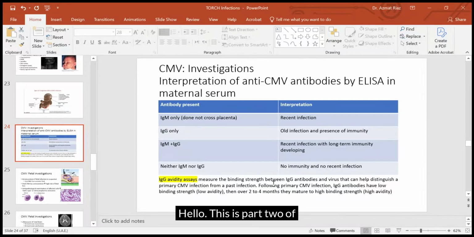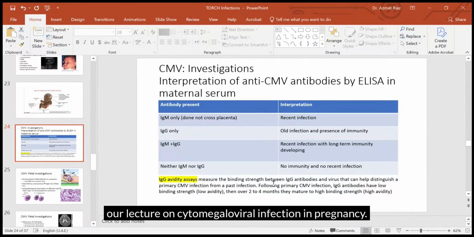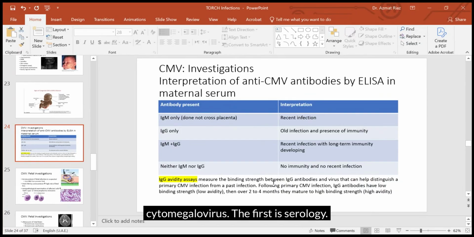Hello, this is part two of our lecture on cytomegaloviral infection in pregnancy. So, we will discuss how to investigate if we suspect cytomegalovirus.